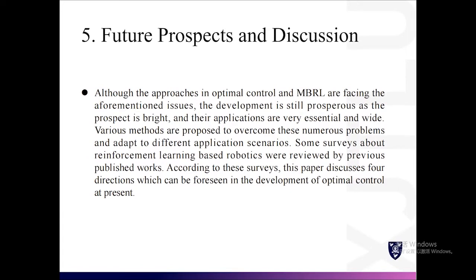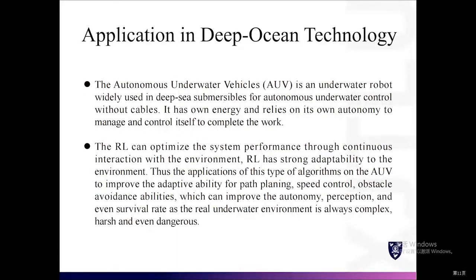Although the approaches in optimal control and model-based reinforcement learning are facing the aforementioned issues, the development is still prosperous, as the prospect is bright and the applications are very essential and wide. Various methods are proposed to overcome these numerous problems and adapt to different application scenarios. Some surveys about reinforcement learning-based robotics were reviewed by previously published works. According to these surveys, this paper discussed 4 directions which can be followed in the development of optimal control at present. There are 4 research directions that can be found in this survey paper.